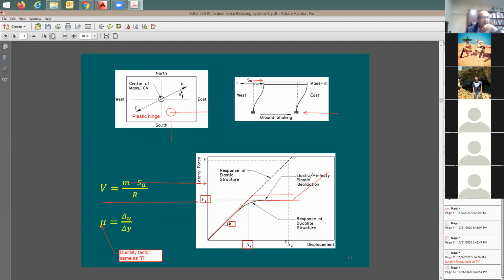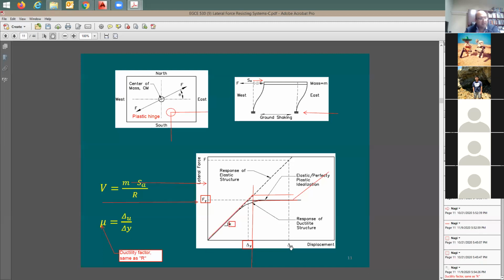And what is the R factor? R factor equals delta ultimate divided by the yield point. And guess what happened to the yield point? It went up a little bit like this. So what happened here to our actual R factor, the ductility factor? It went down because the yield point has moved to the right.